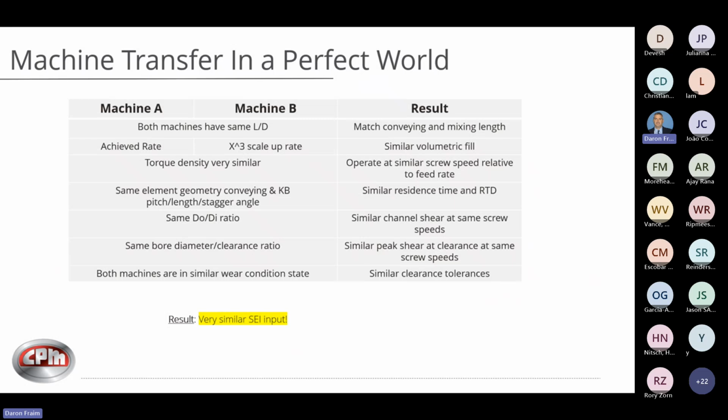You would scale on exponent 3 to have similar volumetric fill. Torque density, very similar. It'd operate in similar screw speed relative to feed rate. Same element geometry, conveying and KB, pitch, length, stagger angle, which would give you similar residence time and residence time distribution. Same DO/DI ratio, same bore diameter to clearance ratio. And both machines are in similar wear condition states. So this would be, in a perfect world, to make life easier to be able to scale these.